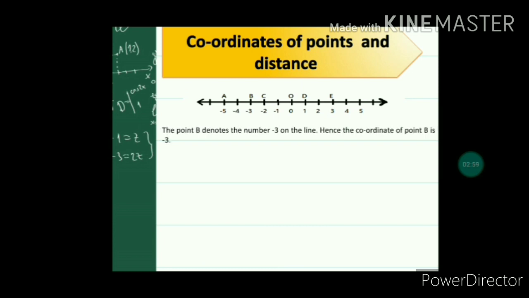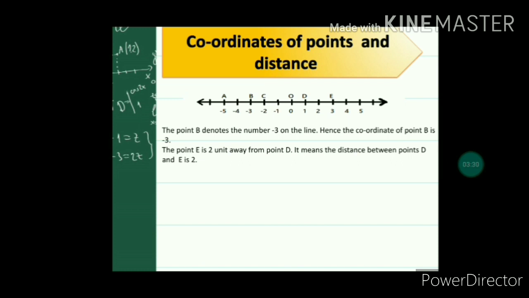The point B denotes the number -3 on the line. Hence, the coordinates of point B is -3. Another example is the point C denotes the number -2 on the line. Hence, the coordinates of point C is -2.